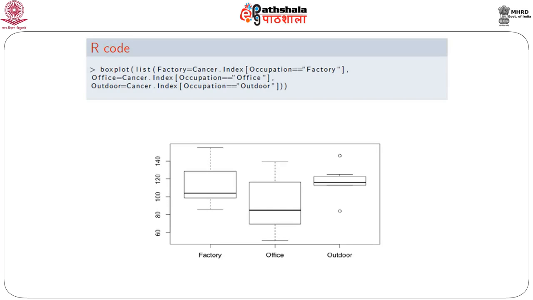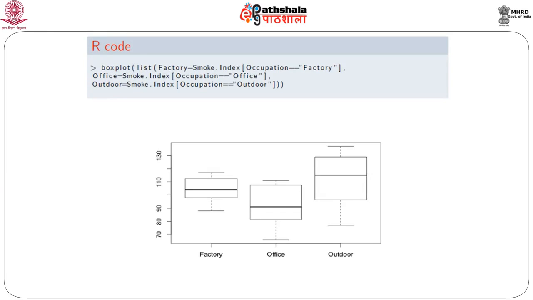So the cancer index for factory workers is higher. Also, people who work outdoors have an even better chance of smoking, so their cancer index is even slightly better than factory. And if we take a look at the box plot of smoke index, that will somewhat reflect the inferences that we had made from the box plot of smoke index for the 3 working environments.